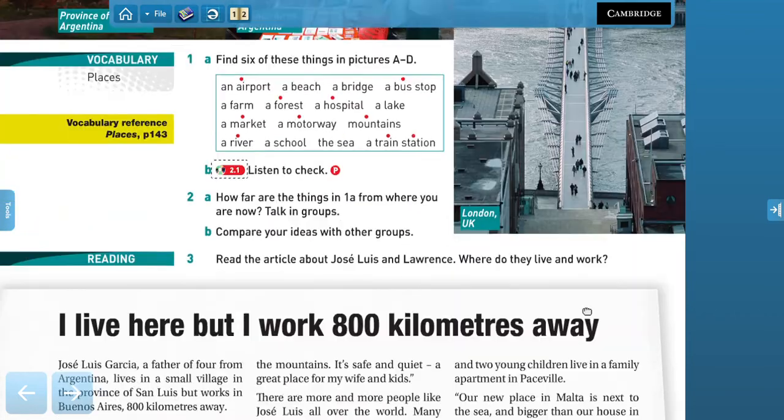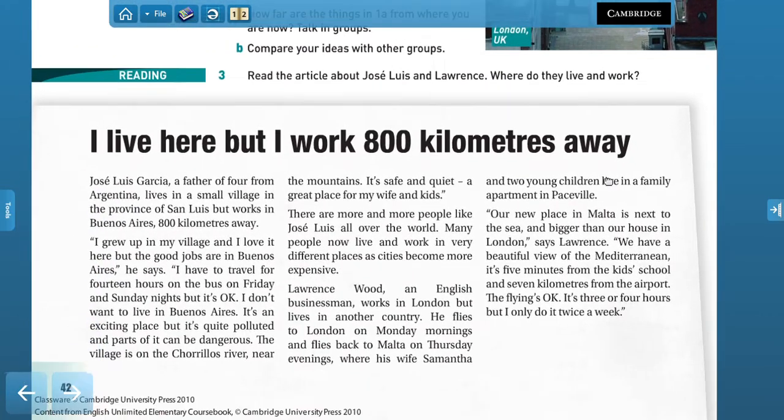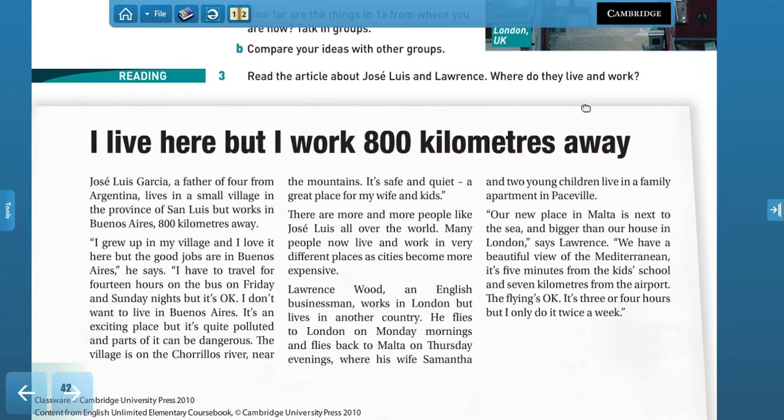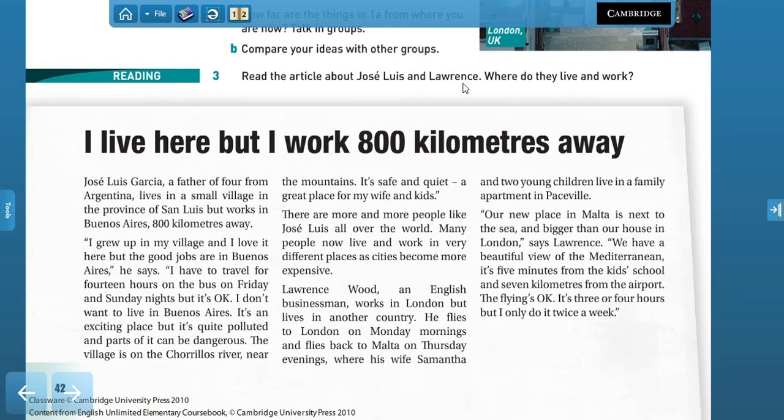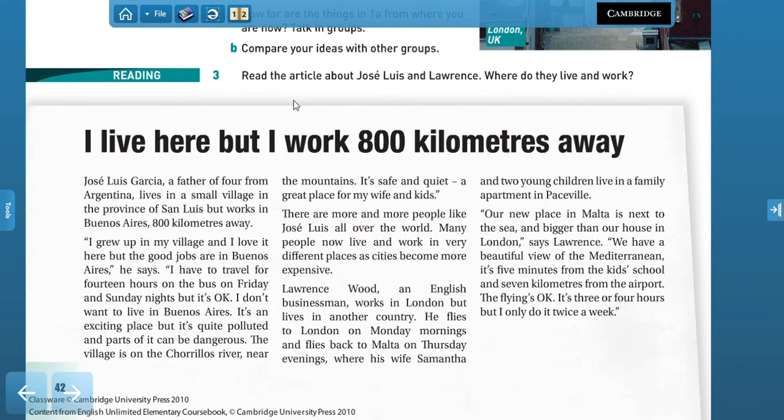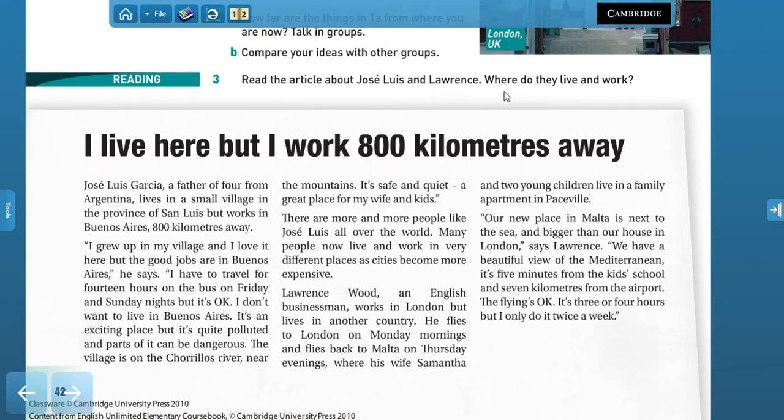Now, we're going to do a reading activity. You're going to read an article about Jose Luis and Lawrence. First, pause the video, read the article, and try to answer this question. Where do they live and work? And if you look at the title, you're going to have a clue. The title says, I live here, but I work 800 kilometers away, right? So they live and work in different places. Now pause the video and answer this question.